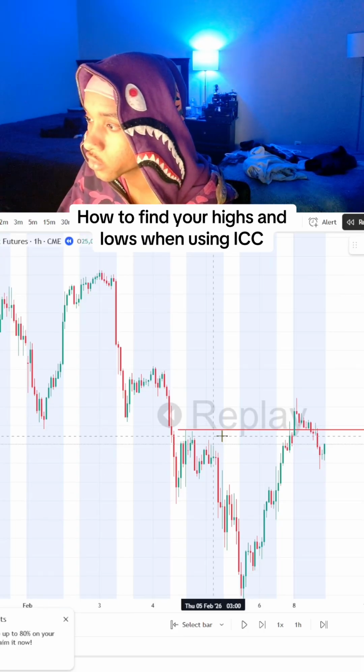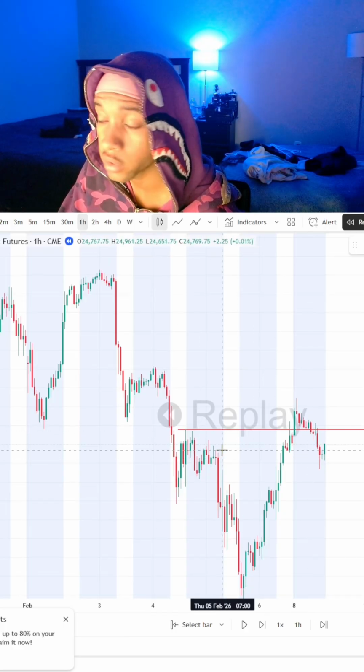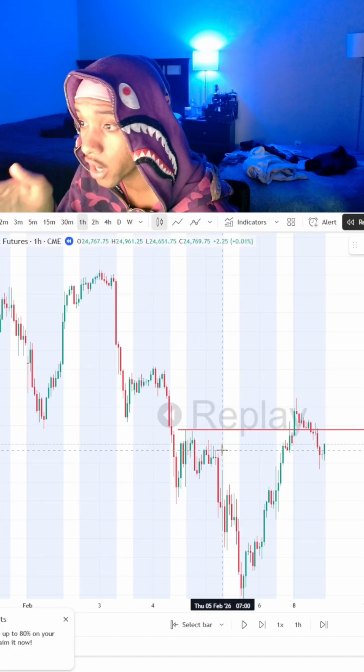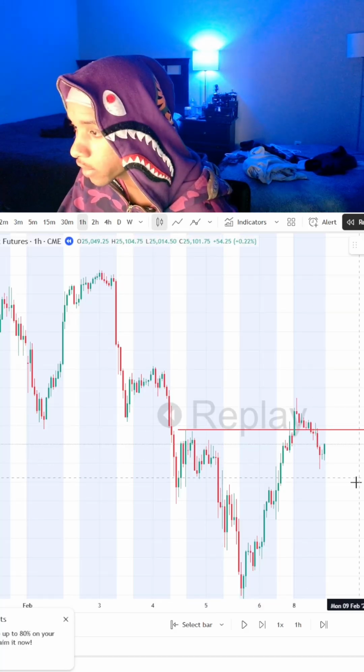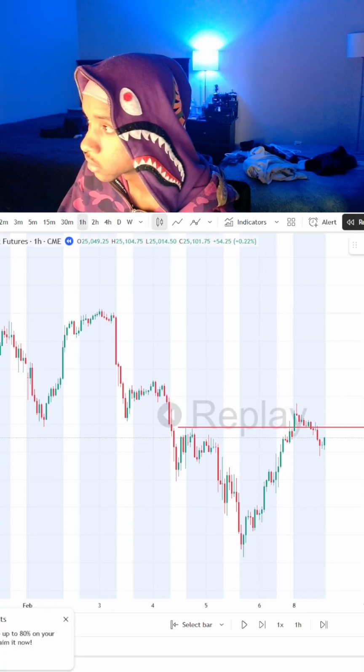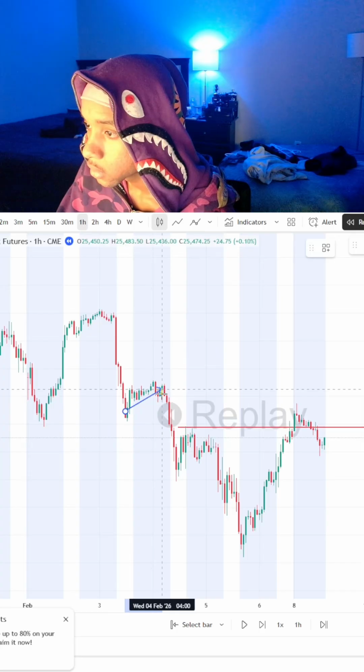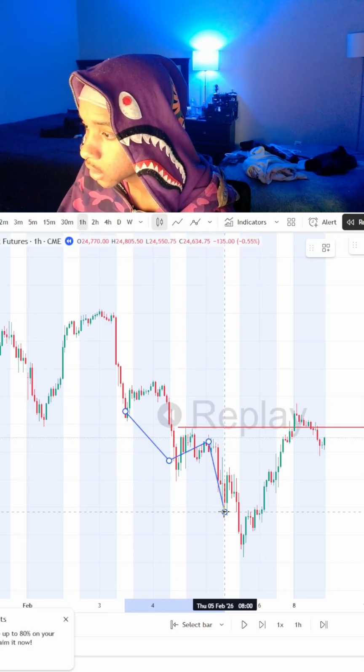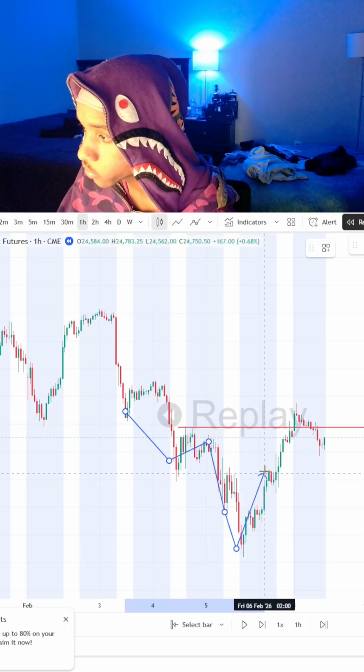If you're using your chart, you should damn near just be looking right here. What's going on in traffic right here? You don't gotta be looking all the way back here. Look what's going on. Remember structure: lower low, lower low, and then what happens right here?